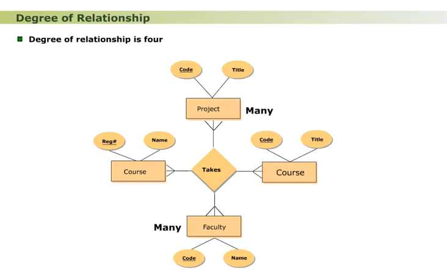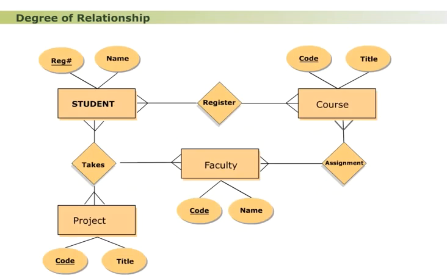The single relationship is sometimes difficult to name. Moreover, the relationship takes shows a direct relationship between entity classes, project and courses, which does not exist actually. The relationship takes may be decomposed as shown. Look at the modified version of degree 4 relationship takes.